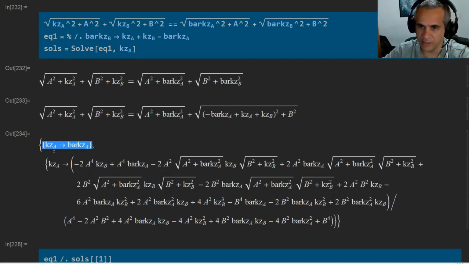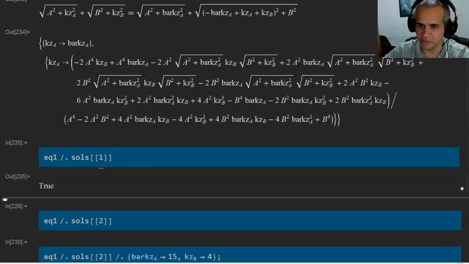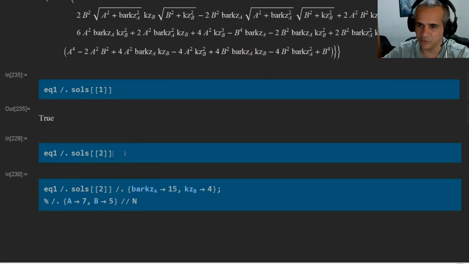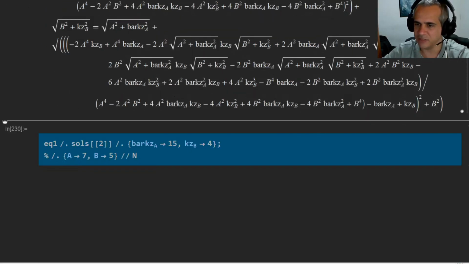One is for kza equal kza bar, which is the one we found, and there's another one, very complicated here. But we can test those solutions. Here I'm testing the first one. True means Mathematica can test that the left-hand side is the same as the right-hand side, which is obvious. And this is the test for solution 2, which is a mess. It could still be equal, and just Mathematica is not capable of simplifying it well enough. But for us, it's easy to see.